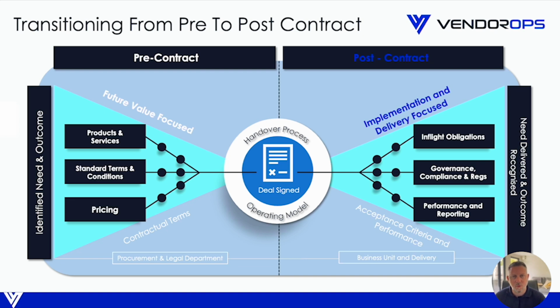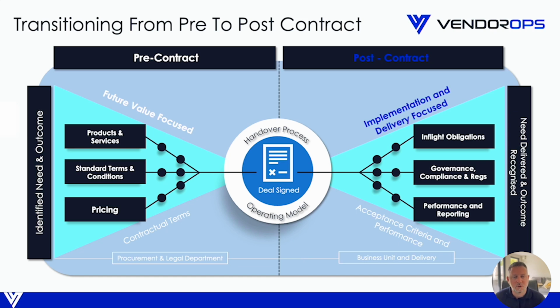And it breaks down into what products and services are going to be taken, standard terms and conditions that get negotiated, and then pricing that also gets negotiated. Typically run by procurement, commercial and legal departments, all focused on contractual terms and building this final contract that gets signed. And wrapped around that final contract is typically a handover process and an operating model.